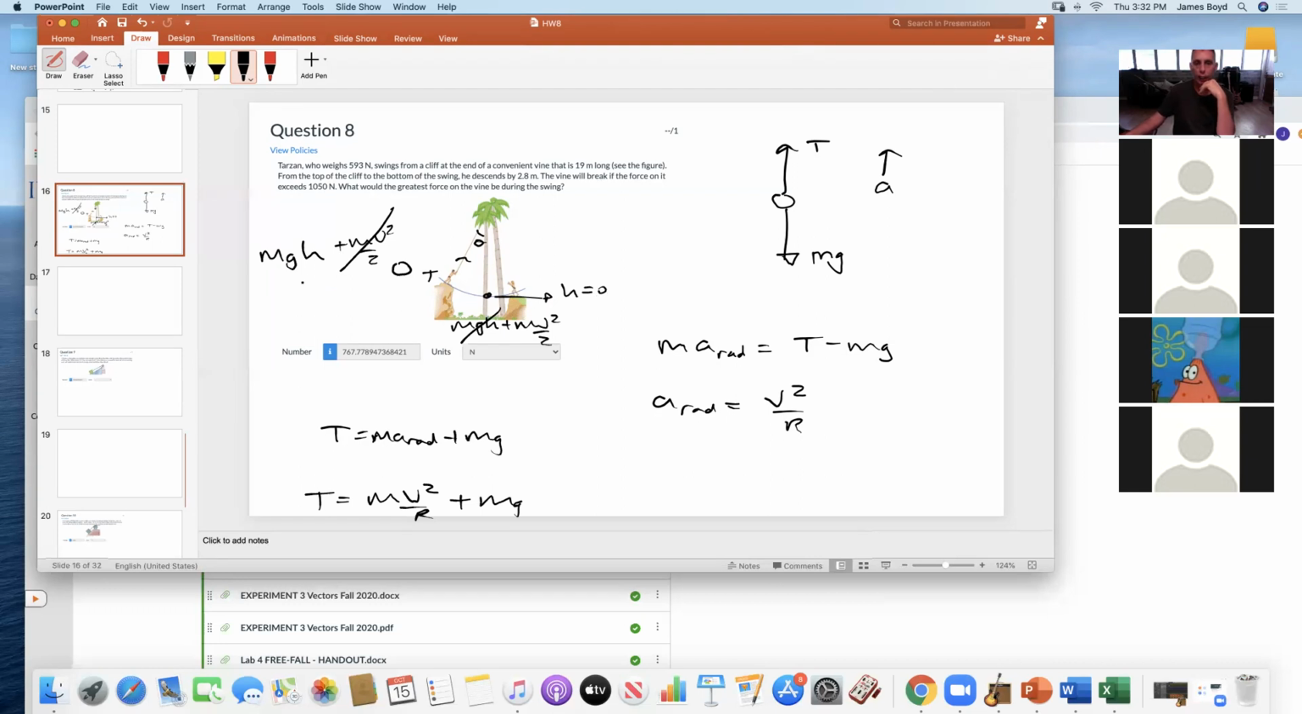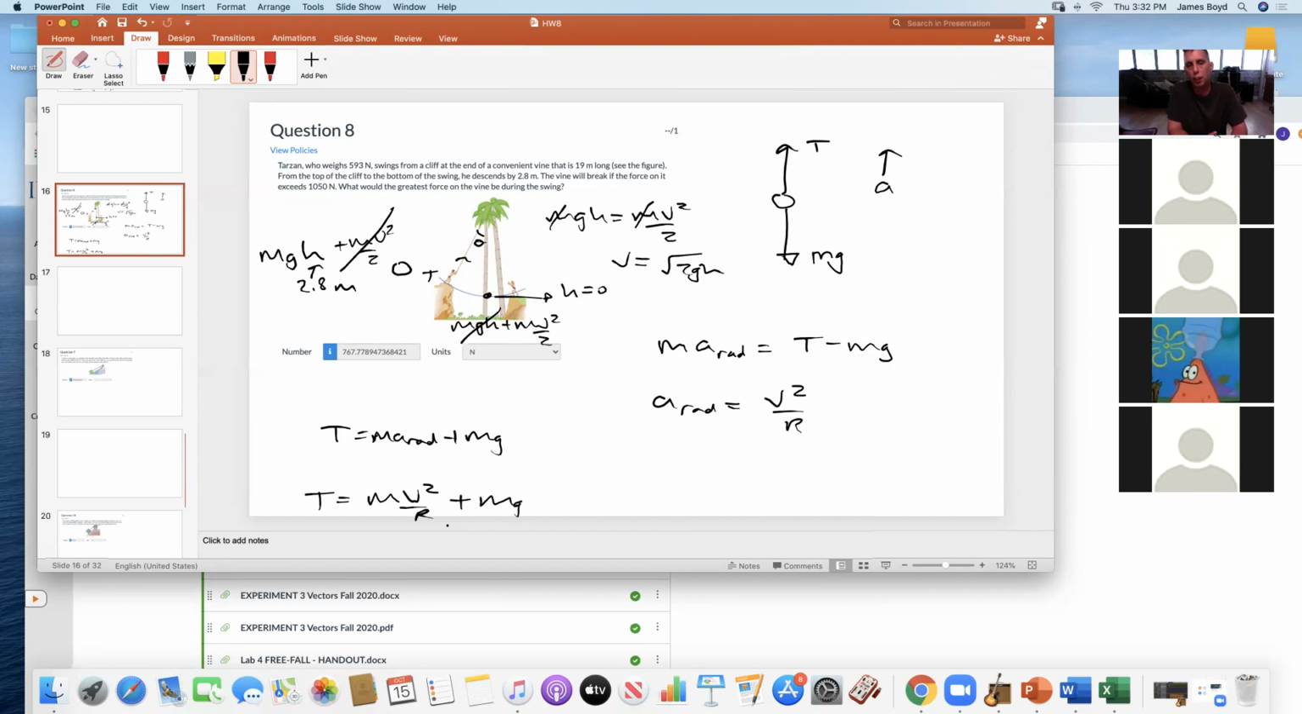We're told he descends 2.8 meters. That means that this h was 2.8 meters. From there, we can set mgh equal to mv squared over 2. That goes away. V is the square root of 2gh. Plug it in there, find the tension. It's going to be less than the tension that the vine can exceed.